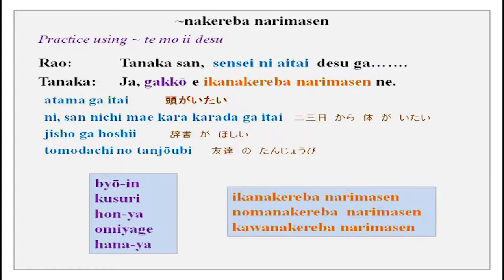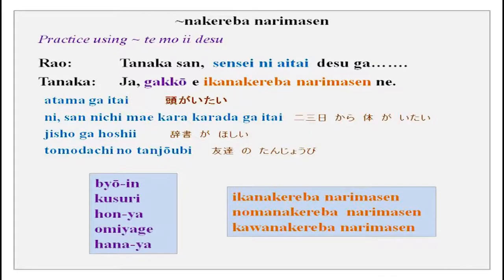For example, you can say, "Tanaka-san, atama ga itai desu ga," and you can leave it incomplete because it is understood from context. And Tanaka would say, "Ja, byouin e ikanakereba narimasen." You have to go to the hospital. Once again, "Tanaka-san, nisan nichi mae kara karada ga itai desu ga." Karada is your body. You can say again, "Oisha-san ni soudan shinakereba narimasen" or "oisha-san ni awanakereba narimasen." Oisha-san is your doctor. So you have to go and meet the doctor.